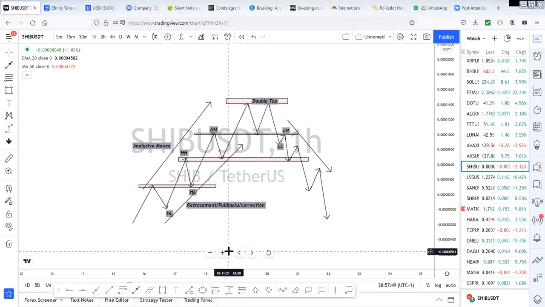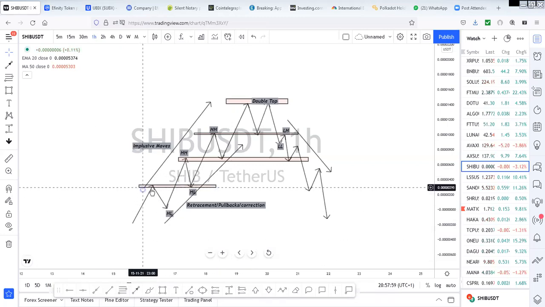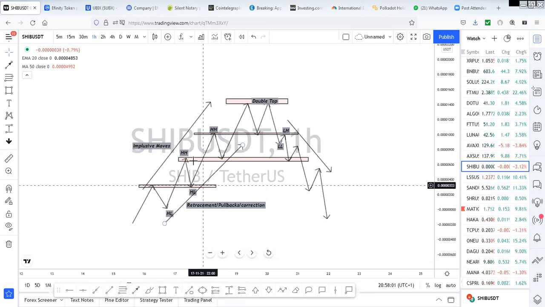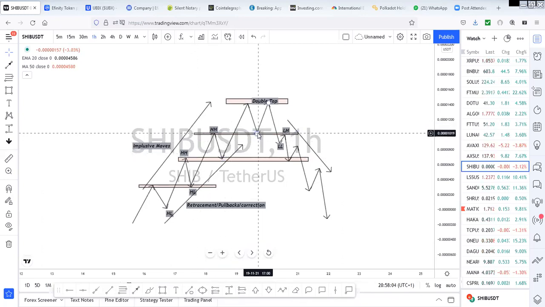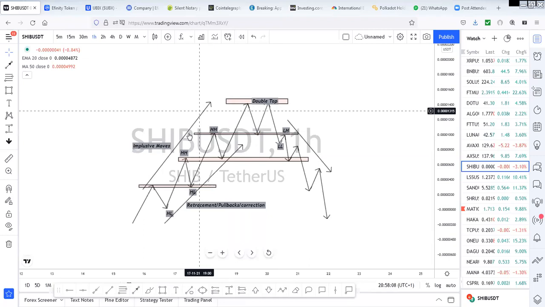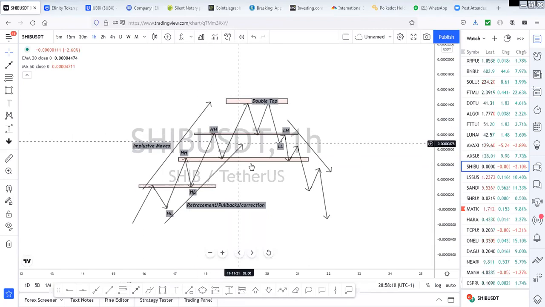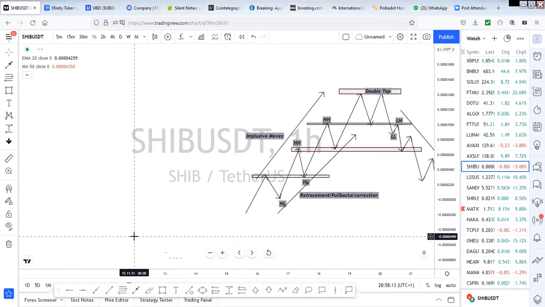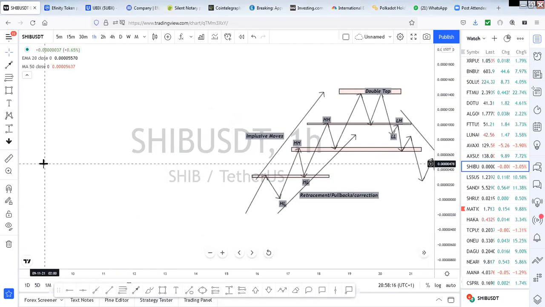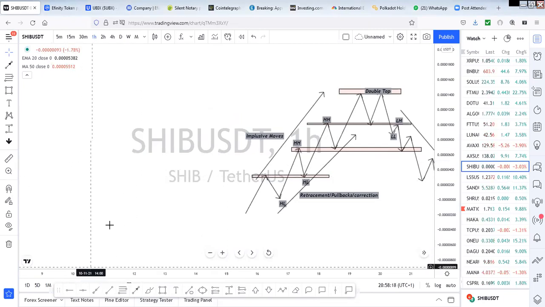So to predict the beginning of an impulsive move in a trending market, you have to master support and resistance. This is our resistance. This is our support. This is our resistance. This is our support. This is our resistance. This is our support. You understand? So you have to master support and resistance.